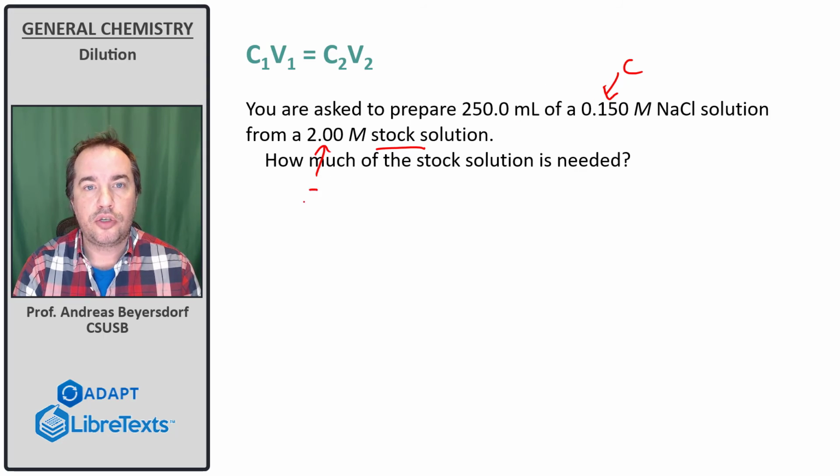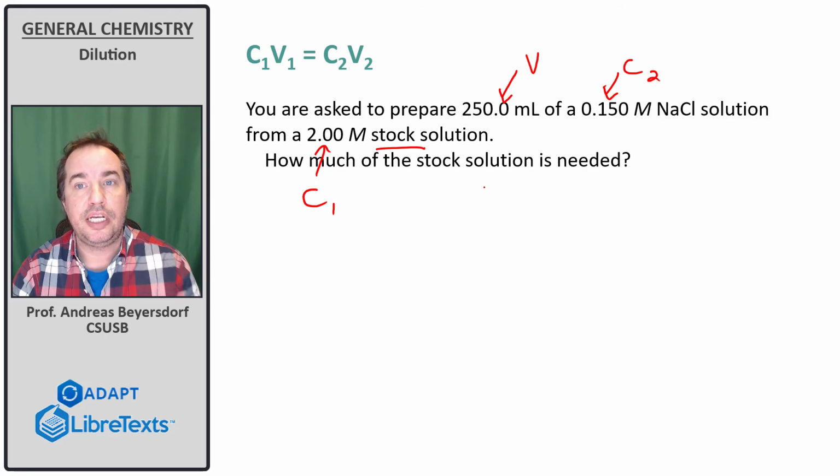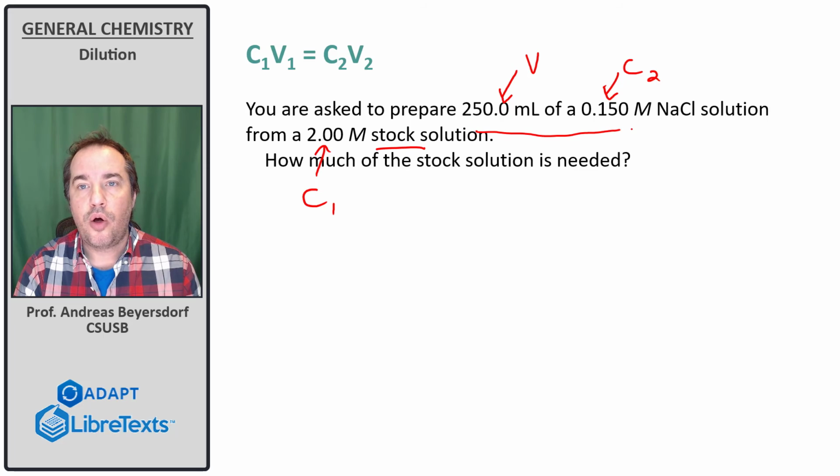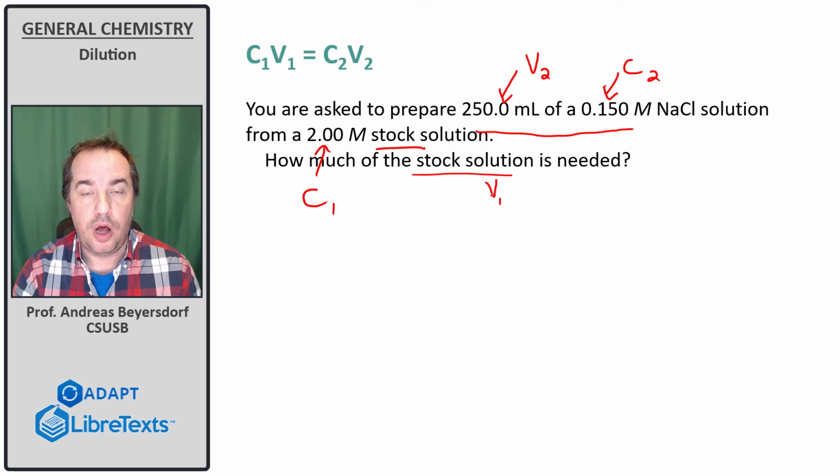All right, so this is one of our concentrations. We're given another concentration here, 0.15 molar. So the stock solution, that's going to be what we start with. So that's our C1, and the 0.15 molar, that's our C2. Notice our concentration's decreasing. And notice that we want to know 250 mLs of that 0.15 molar. So that means this is our V2. Okay? And so we want to know how much of the stock solution is needed. So that's our V1. Okay?